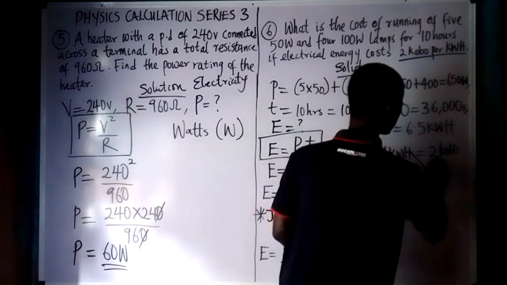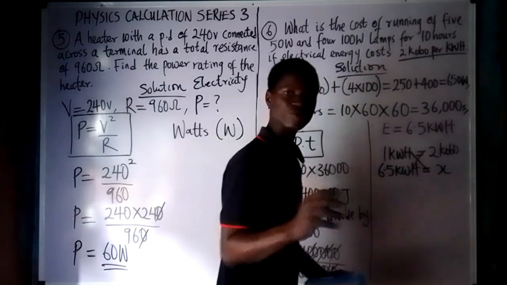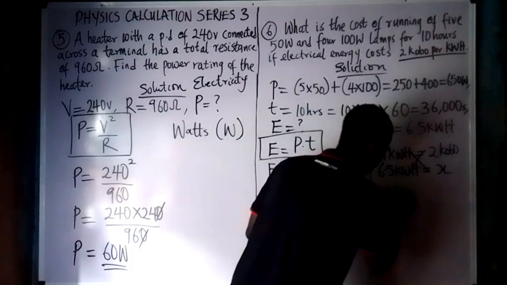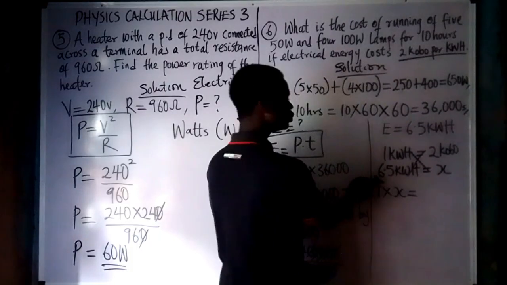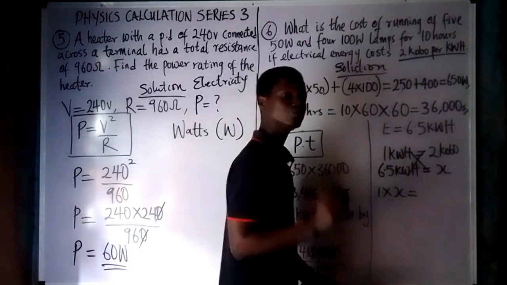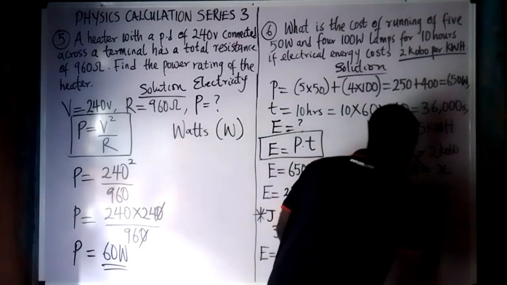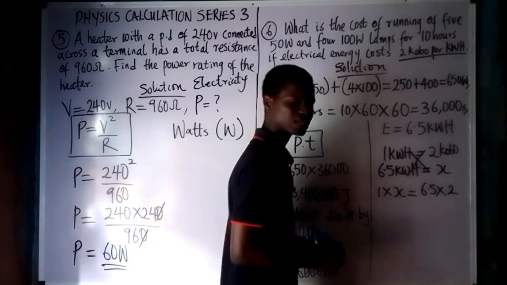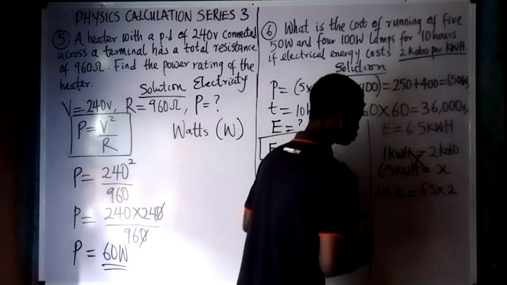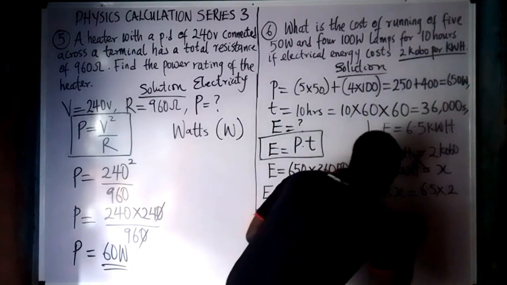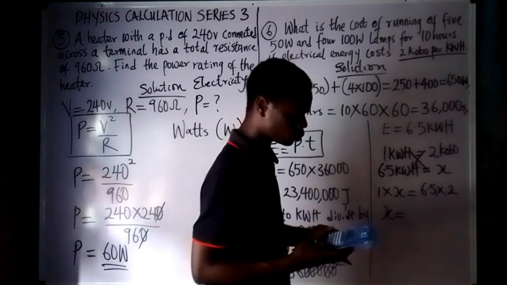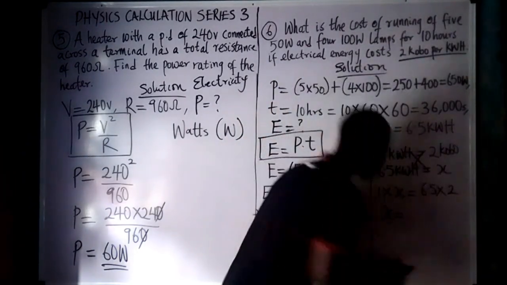Now how do we simplify further from here? We cross multiply, working with the values only. 1 times X is equal to, in terms of value, 6.5 times 2. Any number times 1 is that same number, so X will be equal to 6.5 times 2. 6.5 times 2 gives us exactly 13.